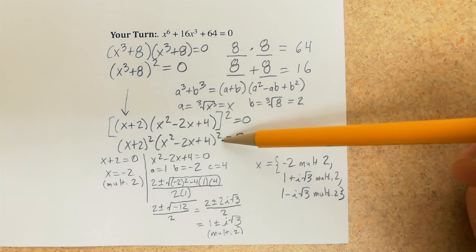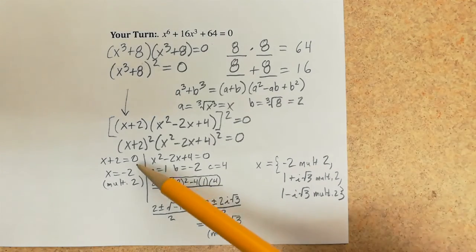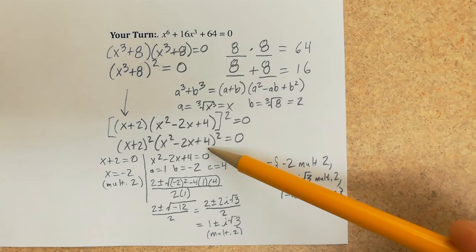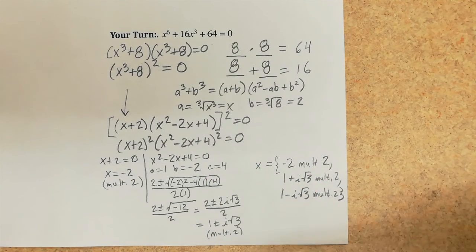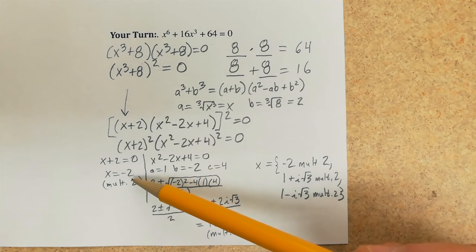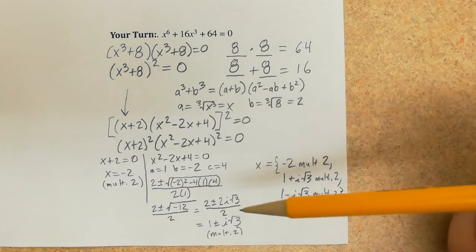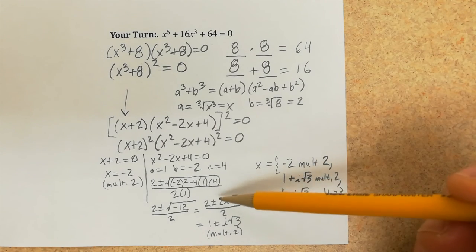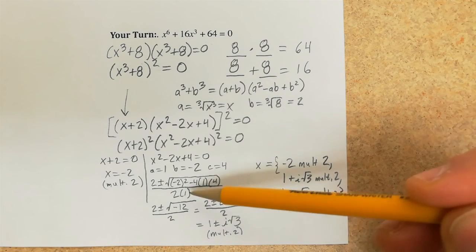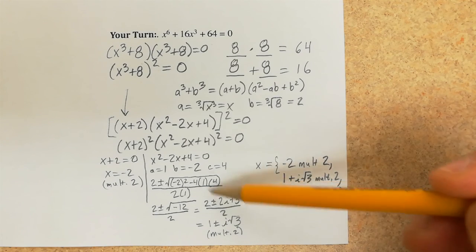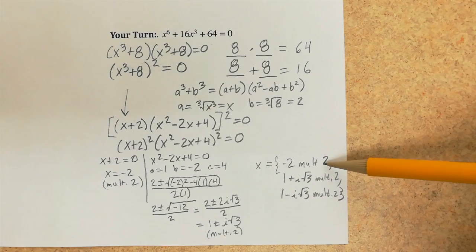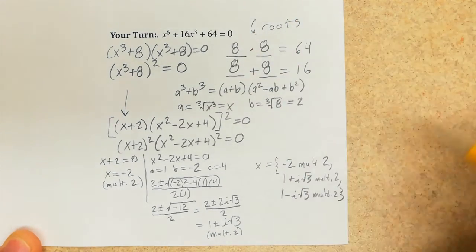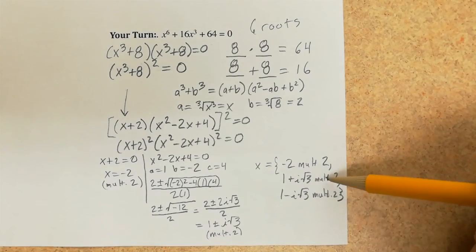Rewrote it like this. It's a little less confusing than this. And then I just found out what made each factor equal to 0. And since both those factors were squared, that means each of the roots I came up with would have multiplicity 2. This one, of course, had 2 individual roots because of the plus or minus, I had to use the quadratic formula. So I had a total of 6 roots here. All right, 2, 4, 6.